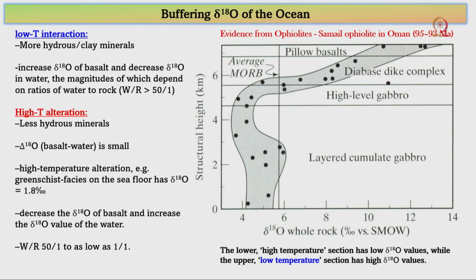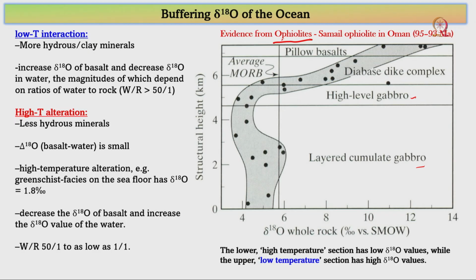Here is an image showing an ophiolite. What is an ophiolite? An ophiolite is a stratigraphic structure, and it shows the oceanic crust. In this oceanic crust, the bottommost layer is called the layered cumulate gabbro. Above the layered gabbro is the high level gabbro, and above that we have some pillow basalts.